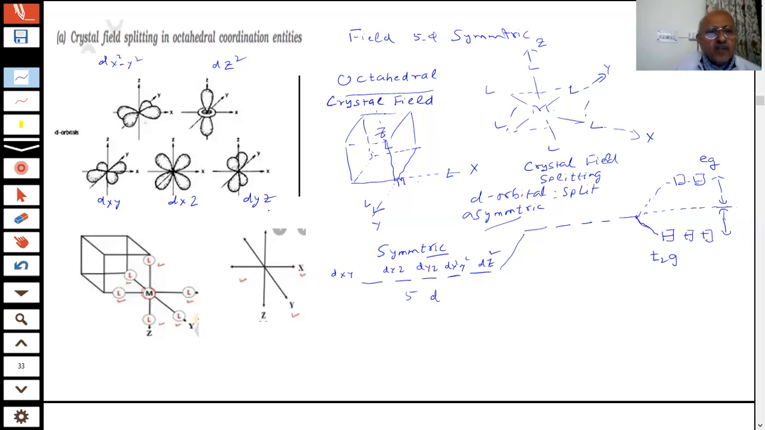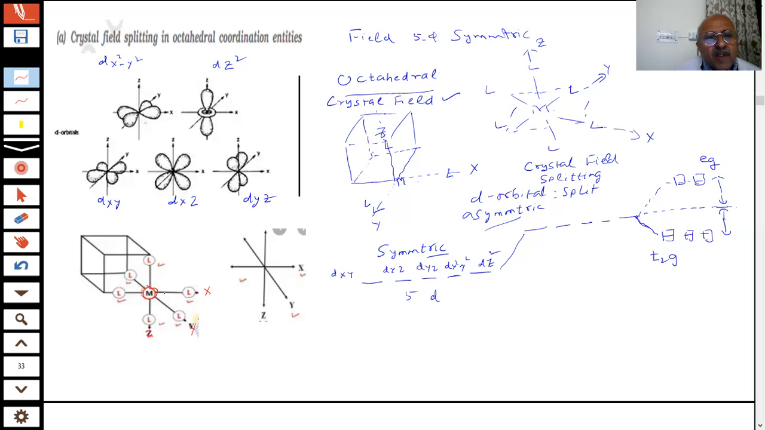Octahedral crystal field. As you can see, this is a three-dimensional picture. This is the metal. Can we see the metal here? This is our metal. Supposing this is my metal, and this is a cube drawn to scale. Where are the ligands coming? In the case of octahedral, they will come towards the metal along the axes. These are the three axes. This is my x-axis, this is my y-axis, this is my z-axis.